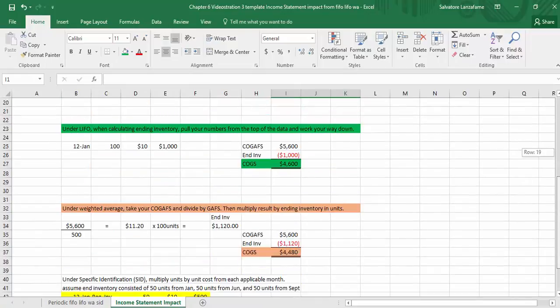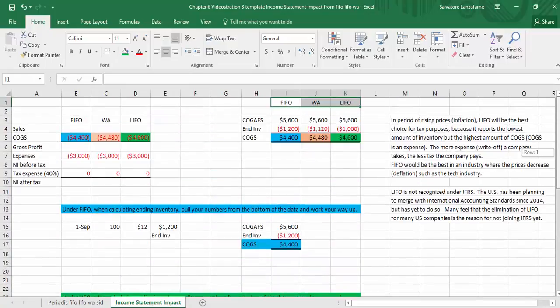So what I did was I just summarized them at the top, middle, and we have the results 4,400, 4,480, 4,600 under FIFO, weighted average, and LIFO. Now, if you recall in the last video, we were experiencing rising prices. And whenever you have inflationary scenarios, LIFO will end up being the best for tax purposes.